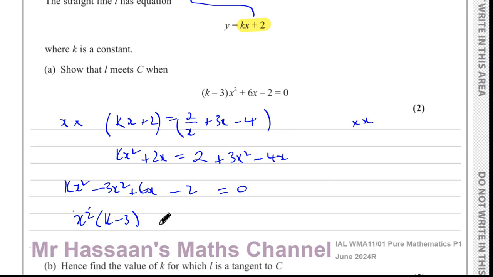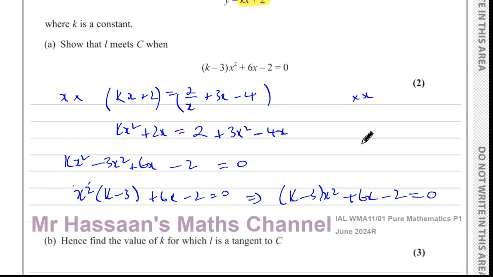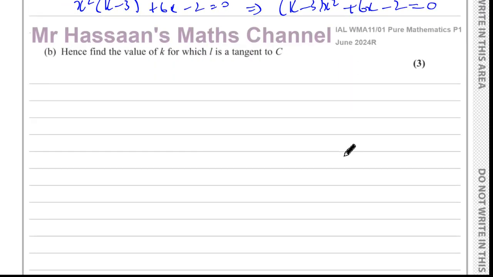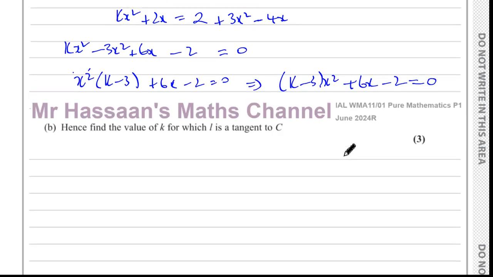That's kx squared minus 3x squared plus 6x minus 2 equals 0. So then we can write it in the form they want. It's k minus 3 times x squared plus 6x minus 2 equals 0. Okay, so there's part A done. Now part B says, hence find the values of k for which L is a tangent to C.